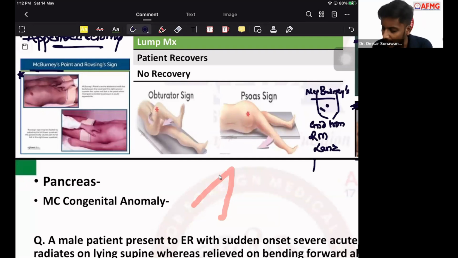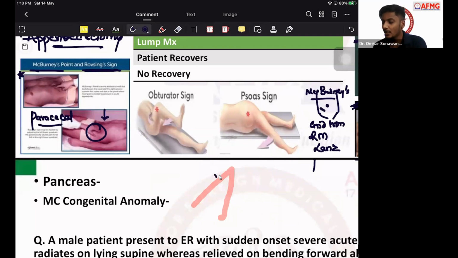Then pain on pressing the left iliac fossa: if you palpate the left iliac fossa, but the pain is in the right iliac fossa, this is what is called the Rovsing sign. Yaad rakhna. And it is usually positive in paracecal position of appendix.